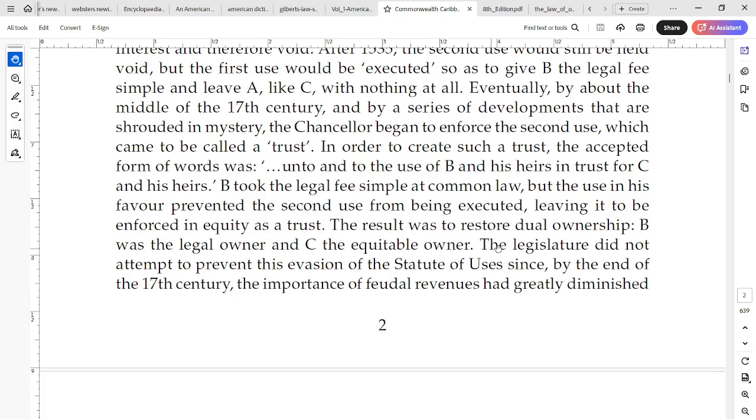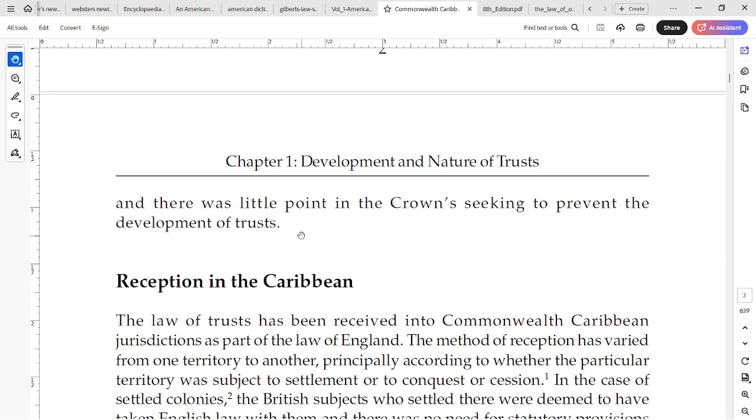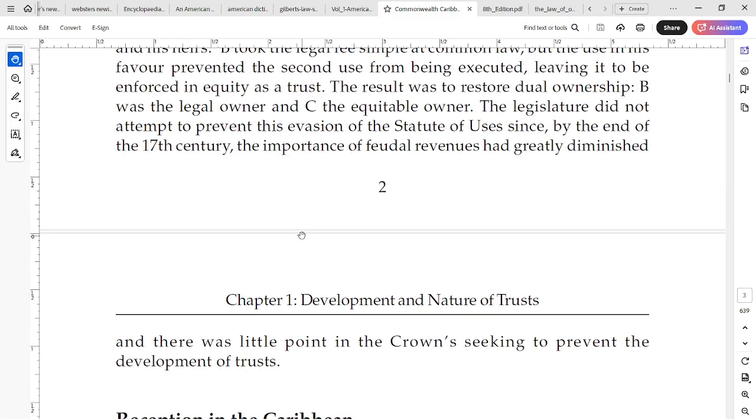All right. The legislator did not attempt to prevent this evasion of the Statute of Uses since, by the end of the 17th century, the importance of feudal revenue had greatly diminished, and there was little point in the Crown seeking to prevent the development of trusts. So that is just a short introduction of how the Statute of Uses affected the titles and the estates back then, how the Statute of Uses came about, why they were using uses, how the trust came about, and how the trust now continues up until today.